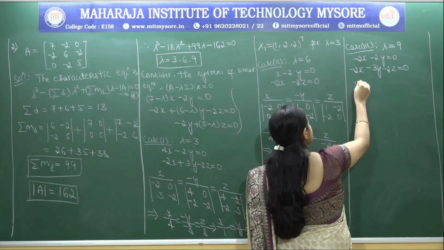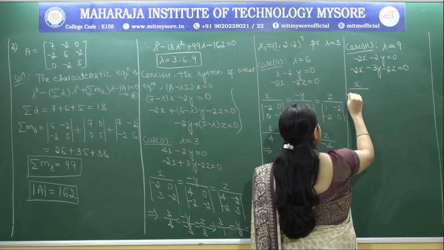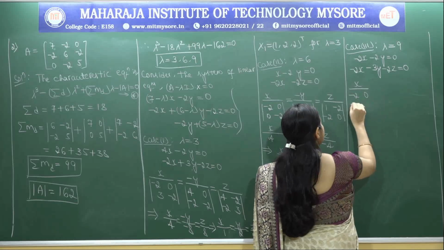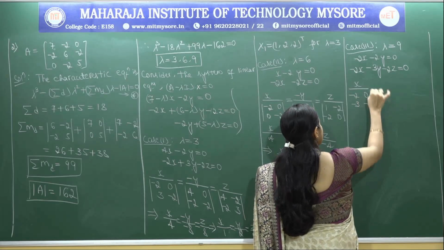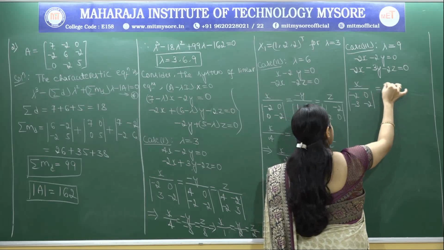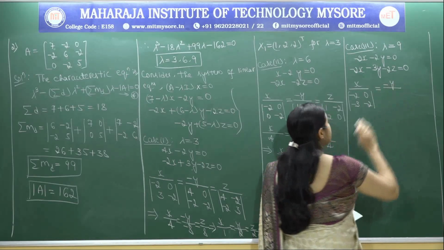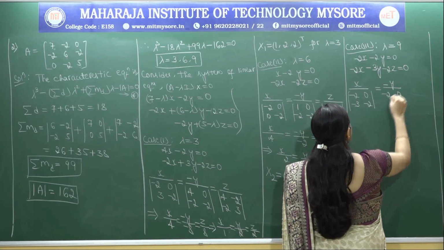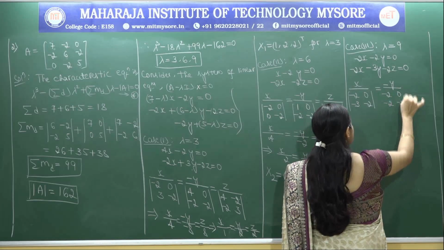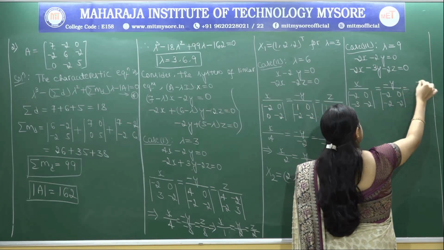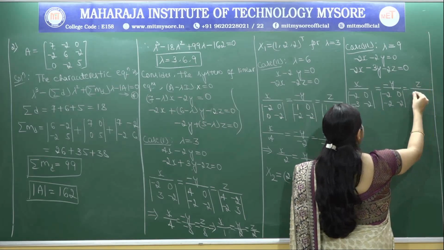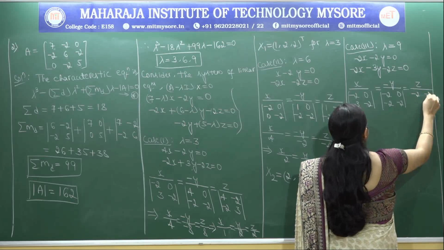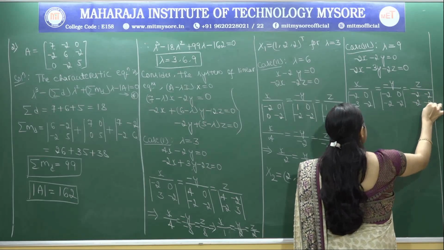Next, using the cross multiplication, first one, consider the y and z coefficients, get the minus 2. Second one, minus y divided by, consider the x and z coefficients, minus 2, 0, minus 2 and minus 2. Third one, z divided by, consider the x and y coefficients, minus 2 and minus 3.